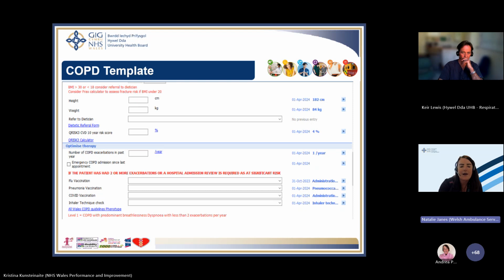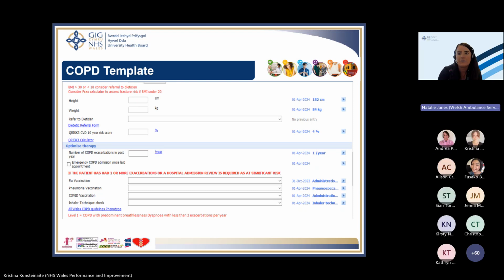Going on, it talks about the key things: inhaler technique, your vaccinations, and also highlights any exacerbations or hospital admissions. So it really red flags and categorises the risk associated with our COPD population. Next slide, please.